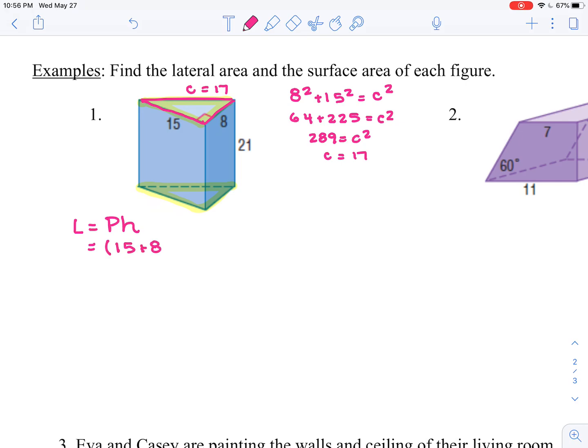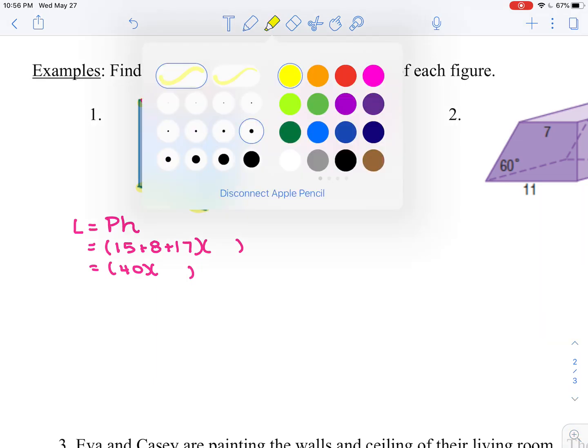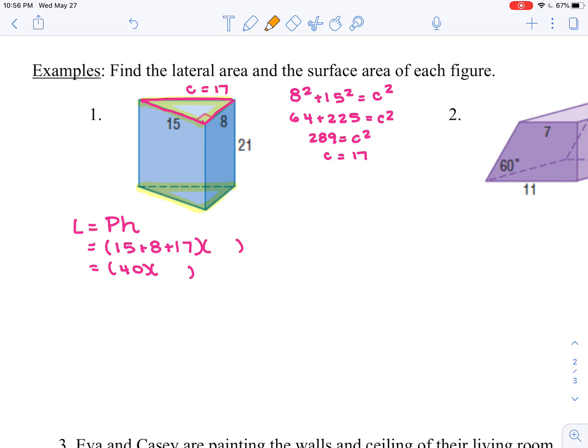So to find the perimeter of one base, we'll add up 15, 8, and 17 for a perimeter of 40 units. That then gets multiplied by the height of our three-dimensional shape, the height of our prism. So height has to be perpendicular to the base, so it'll run back and forth between the two bases. So the height of this prism is 21 units. When we multiply the perimeter and the height, our lateral area is 840.